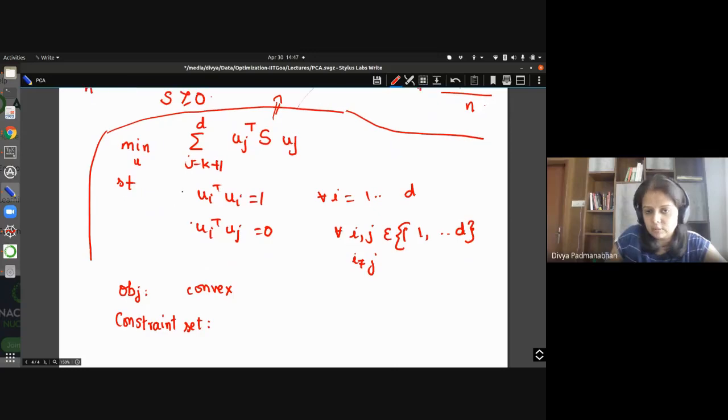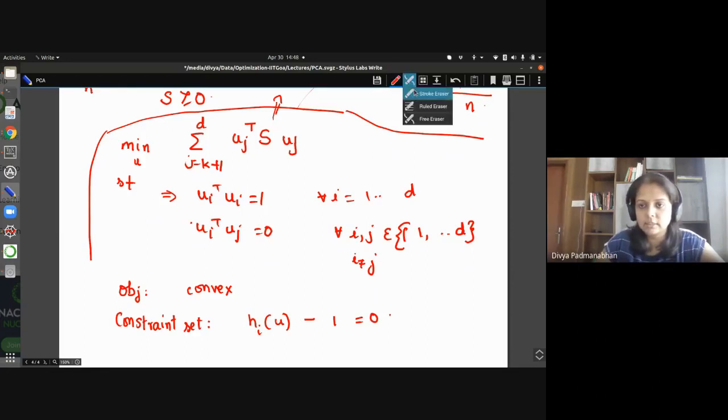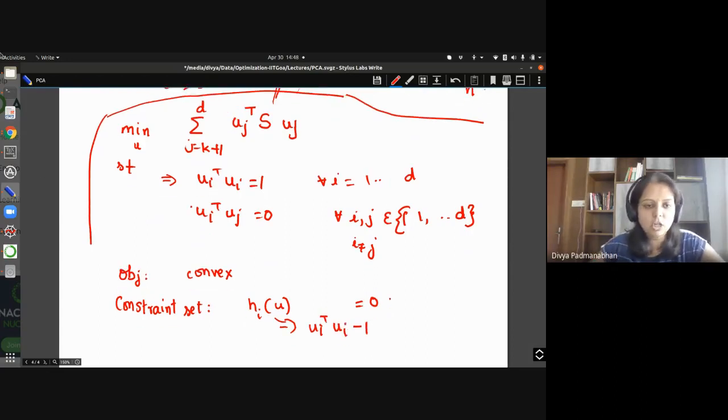Let's just look at this constraint ui transpose ui equals 1. I'll call it hi of u, so hi of u minus 1 equals 0. That's the constraint. So it's of the form hi equals 0, where hi is ui transpose ui minus 1. Is h a convex function?